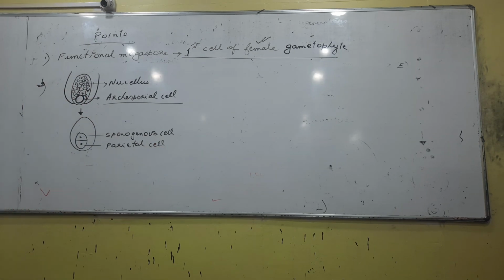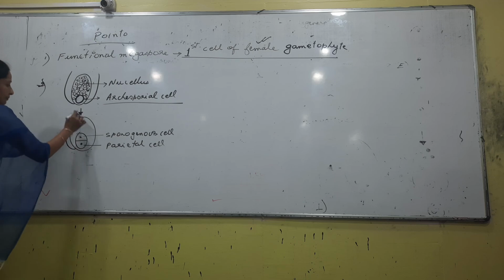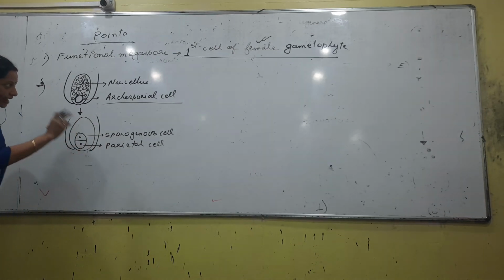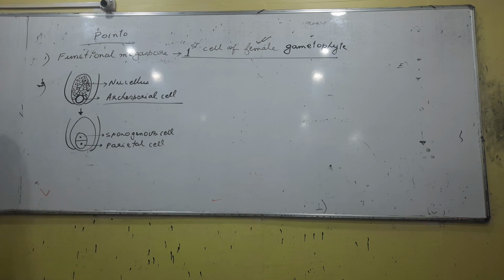In microsporogenesis, the wall formed was 2 to 6 layered. The megasporogenesis wall is single layered, so since it's single layered we do not give stress on that. The diagram is needed because a question has been asked about the development of the functional megaspore. First question: where will you find the functional megaspore? Obviously inside the ovule.